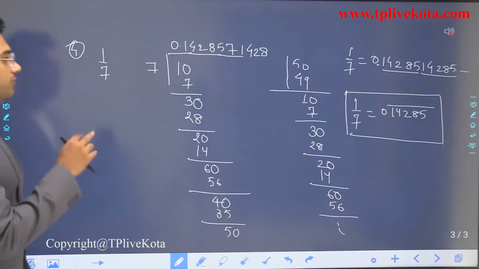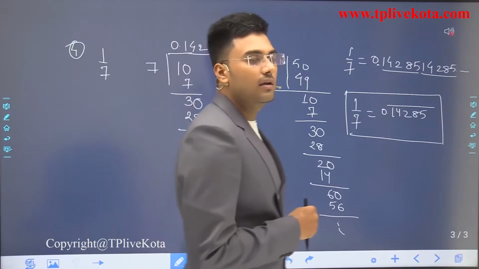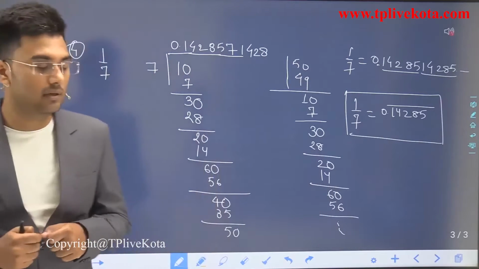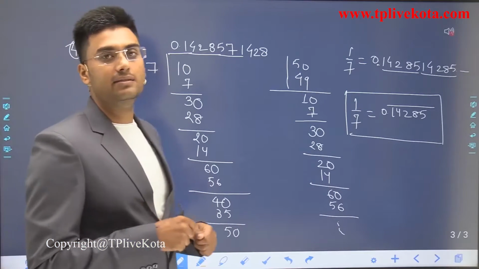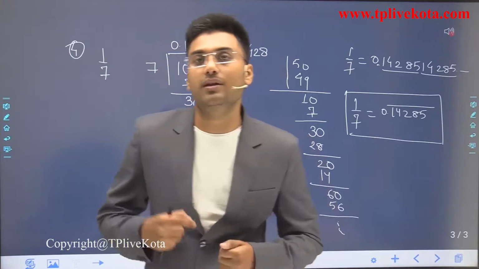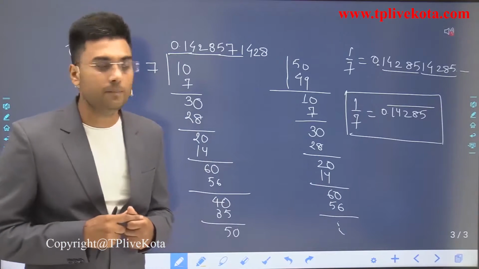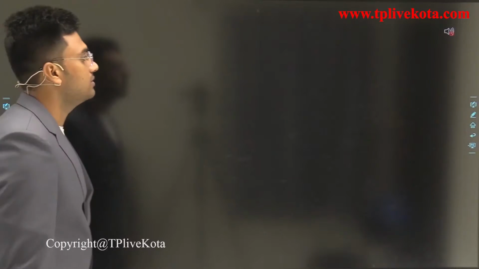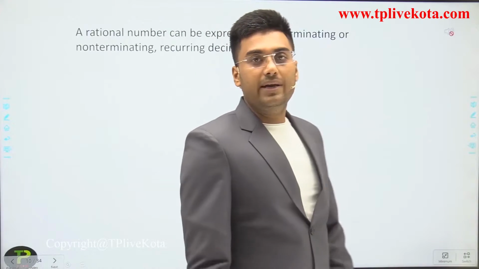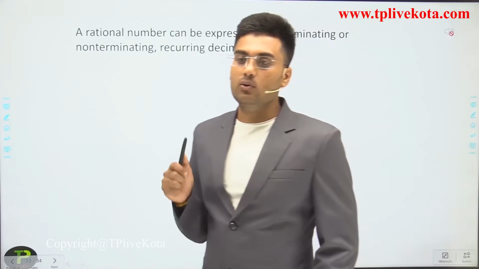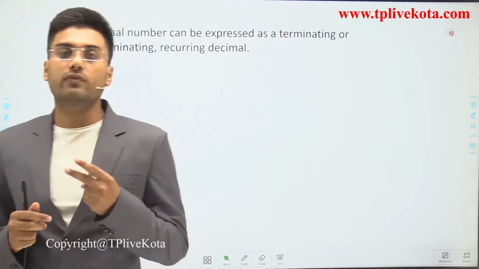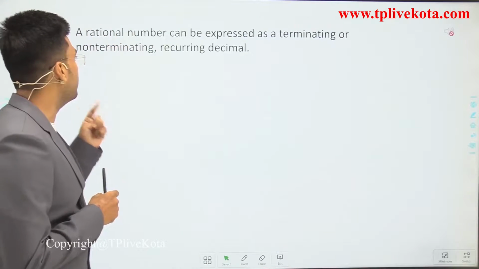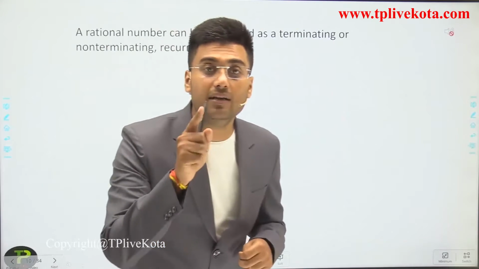Now we see that there are two types of decimal form of rational numbers. One is terminating decimal and another is non-terminating decimal. So let's come to the slides. By seeing these examples, we conclude that there are two types of decimal form of rational numbers. One is terminating decimal and the other is non-terminating but recurring.